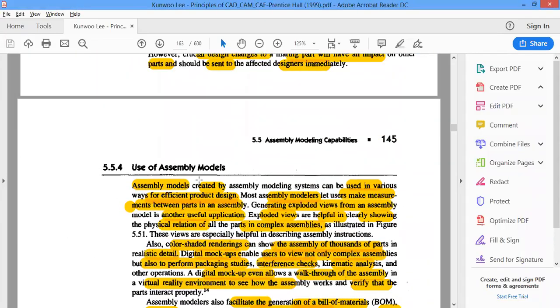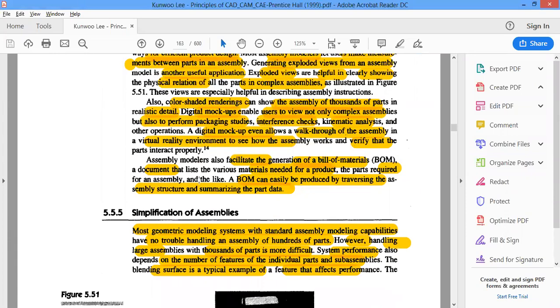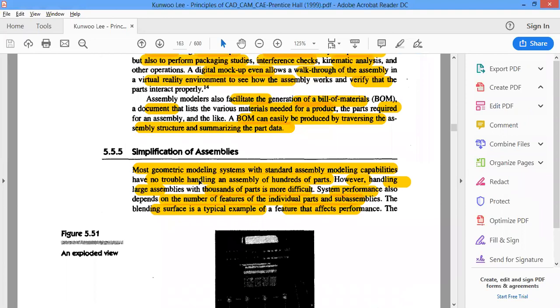So what we had seen yesterday is about the uses of assembly models. Okay. Now today we'll see about the simplification of assembly models. That is the next level.